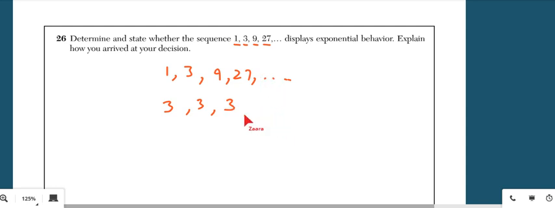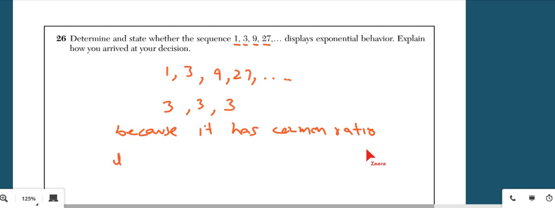So we will say that because it has a common ratio, that means the sequence displays exponential behavior. It is exponential, okay? Is it clear? Okay. Now moving forward to the next question.